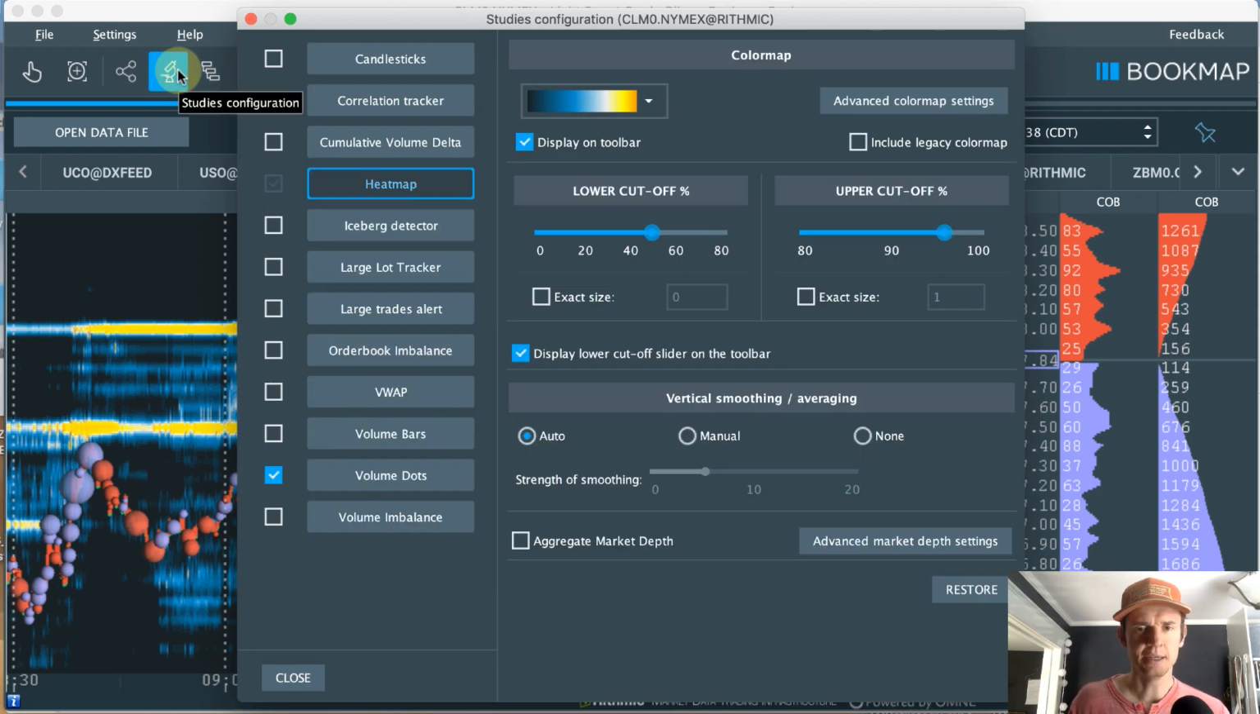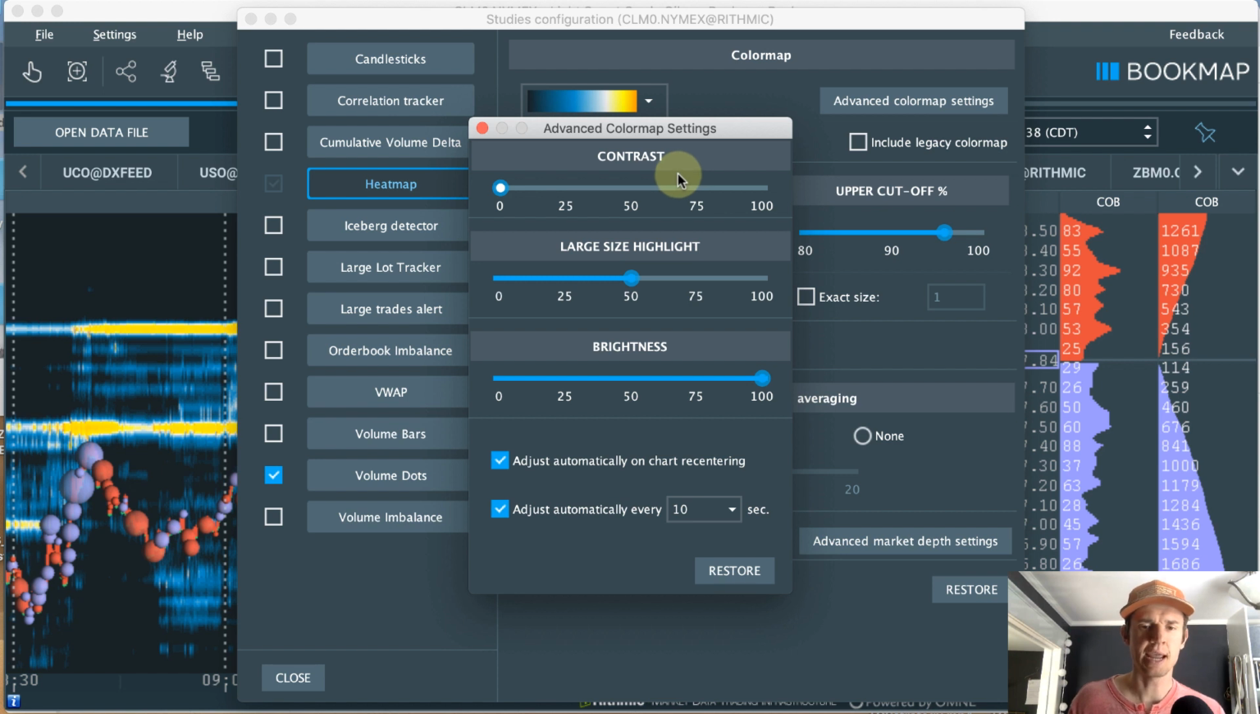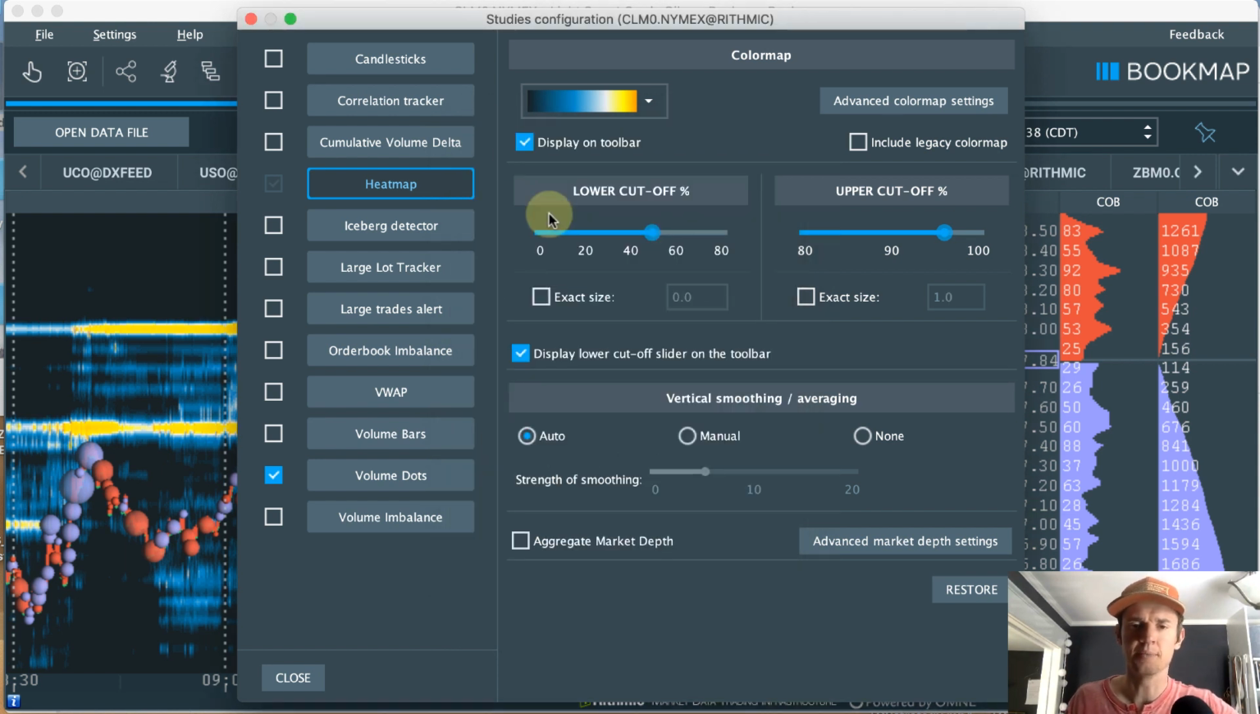Let's go back to the heat map. Again, these are just more ways to adjust what you're seeing there. The advanced color map is the same thing. That's going to adjust how those colors are showing up to you, if you're getting more detail or less detail. Now, right now it's on auto, so it kind of auto clusters the volume. That's the best way I can say it.